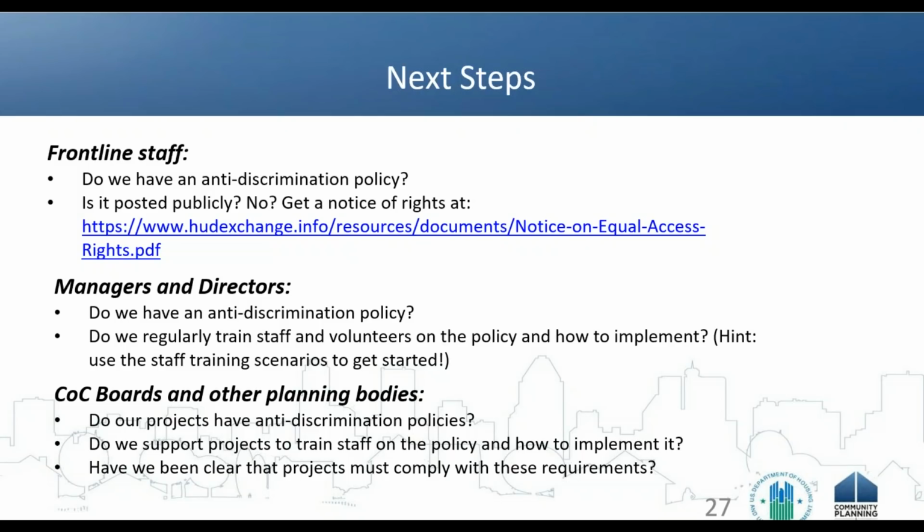And being 100% clear, projects must comply. These are not optional. These are part of your grant agreement. These are for projects that want to be UFAs. You're going to need to be able to monitor to these things. This is critically important.